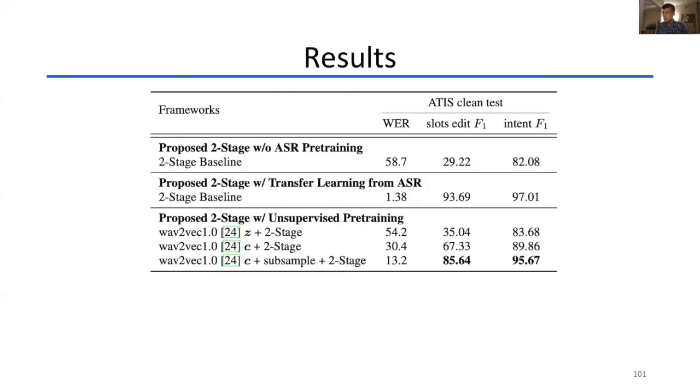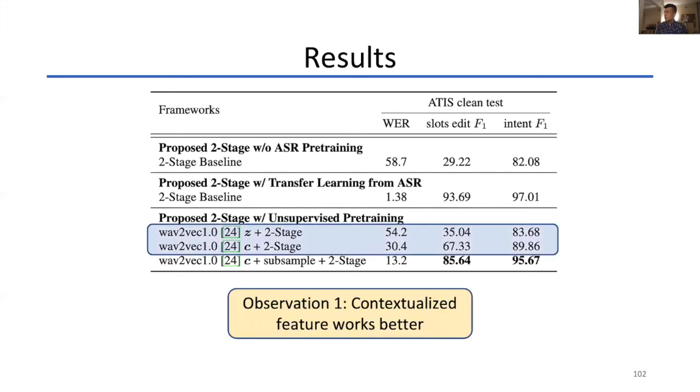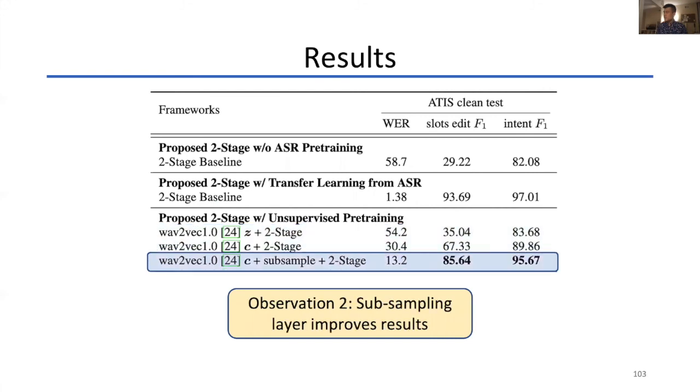And these are the results. At the bottom row is our two-stage model with unsupervised pre-training. And we see that now with only unsupervised data available, we can get 85% slot F1 score, which is not too terrible compared to supervised pre-training.